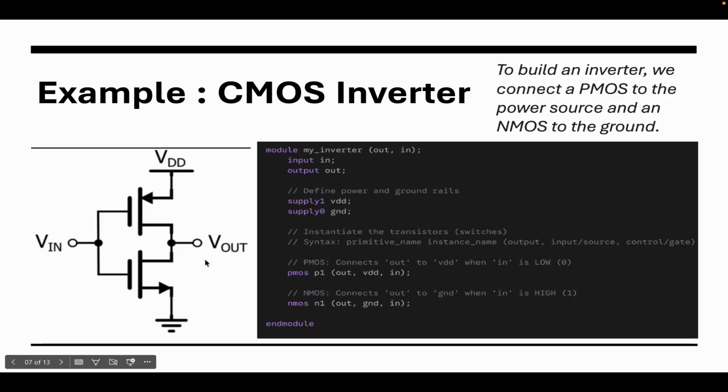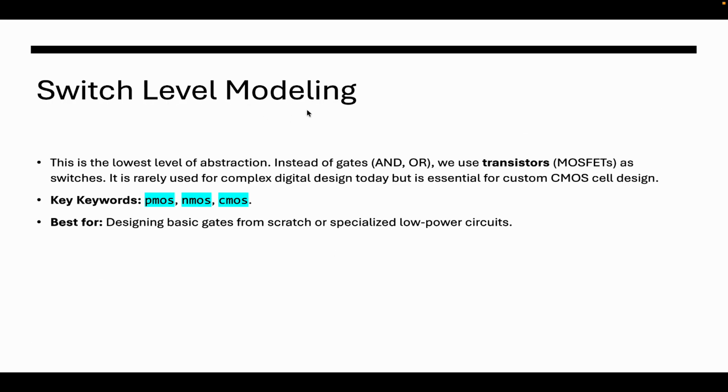You have a module inverter. Your input is in and output is out. You need to define the supply. Supply 1 is always VDD. That means VDD is 1. Supply 0 is ground. Now we'll see how the syntax is written for switch level modeling.